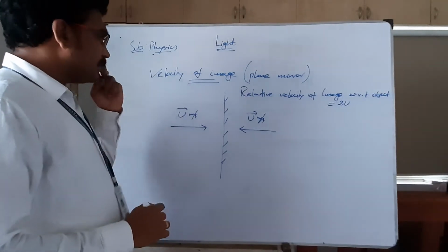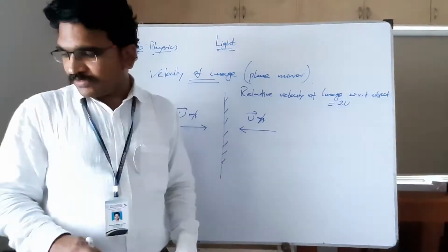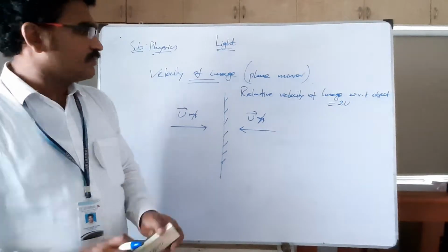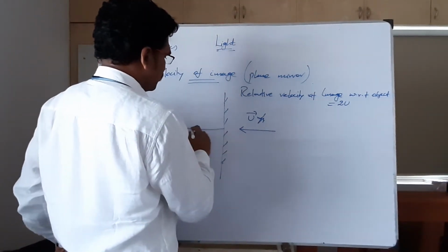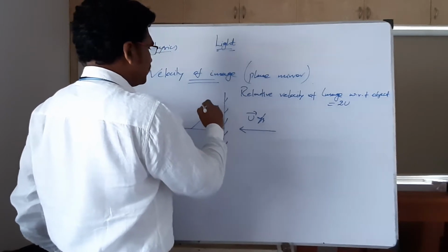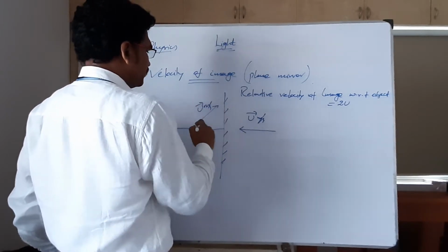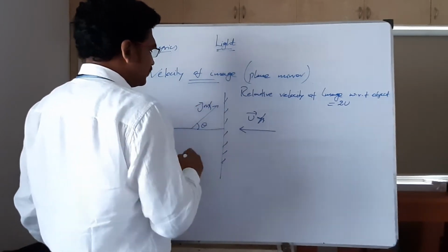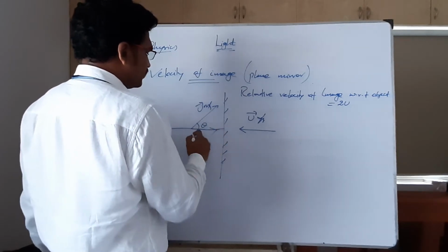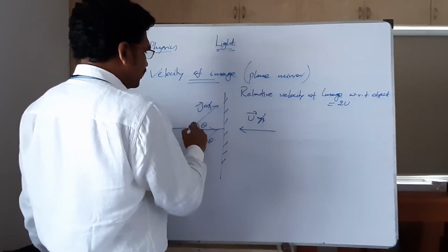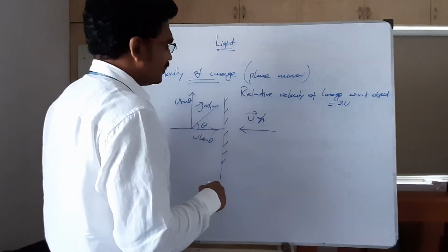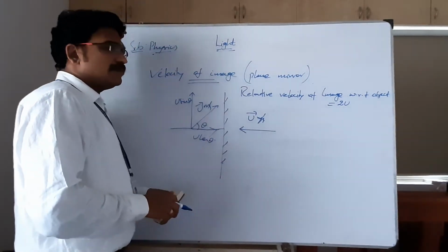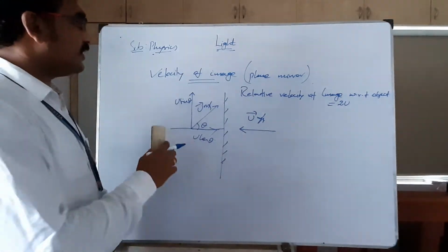And another case we also discussed: when the object is moving with u meter per second by making an angle theta, then we resolve it as u cos theta and u sin theta. Similarly the image also. Yesterday we discussed these concepts and completed them.